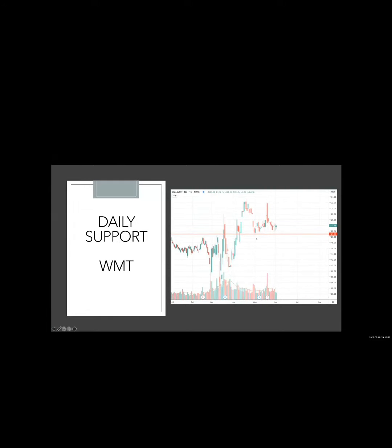Daily support, it's the same thing. I showed you the weekly chart, this is just breaking it down. Like I said, I like to go from higher time frames to lower time frames to get all the information, all the details, and see what it looks like on each chart. You can see here as well that Walmart bounced off of 121, starting in May, 1, 2, 3, 4 times. So that's a really nice little support zone right there on the daily for Walmart.